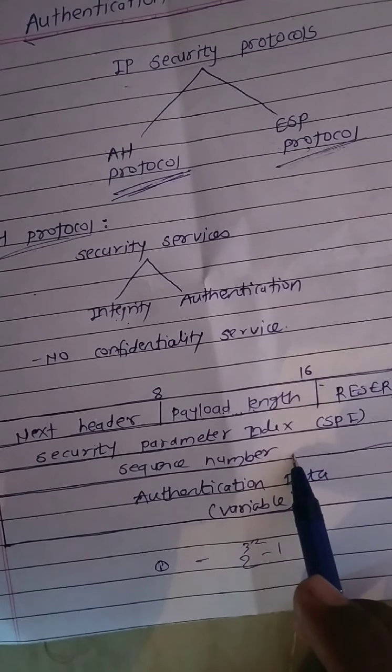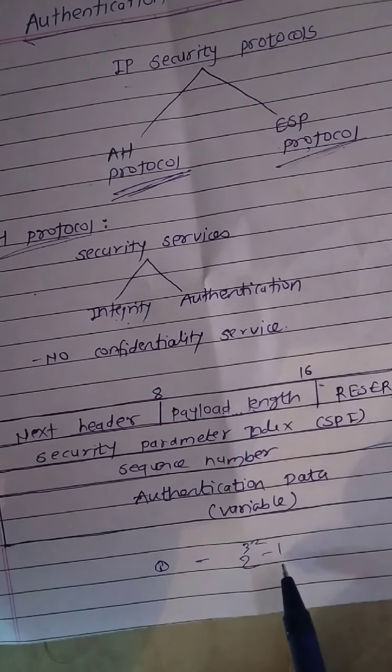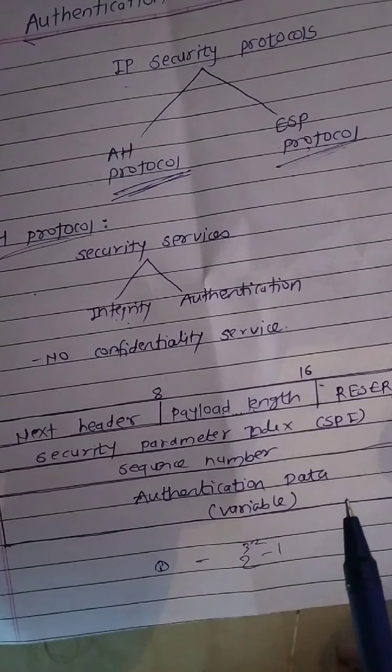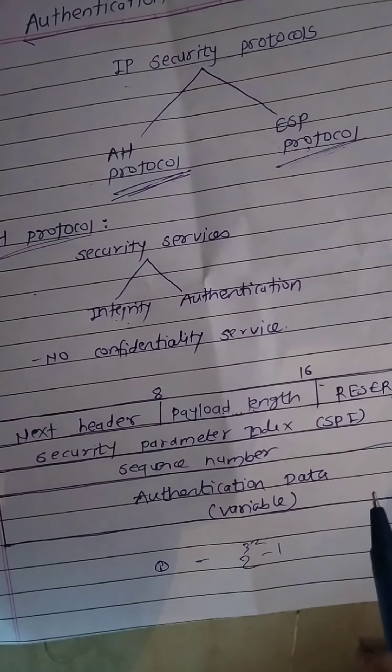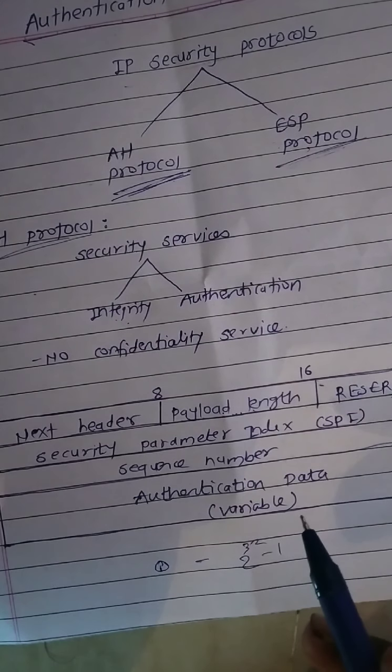This is a 32-bit field and its range is 0 to 2 raised to 32 minus 1, and initially its value is 0 before sending any data packet. But there is a counter which increases the value 1 by 1 after sending each data packet.